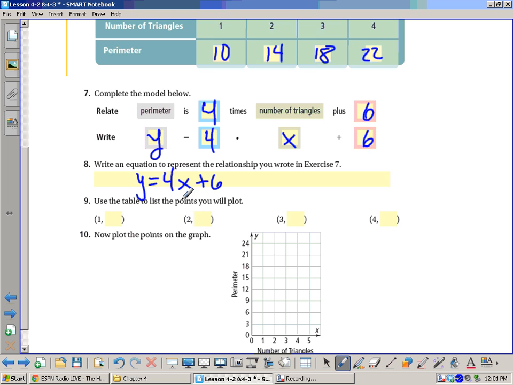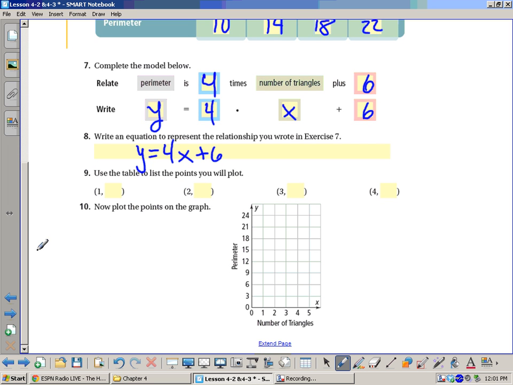So we use the table to list the points. So we would get 1, 10. We would graph that. 1, 10 is going to be right about in here. Then we get 2, 14. 2, 14 is going to be right about in there. 3, 18. 18 is going to be right here. Getting off just a little bit, but it should work out.